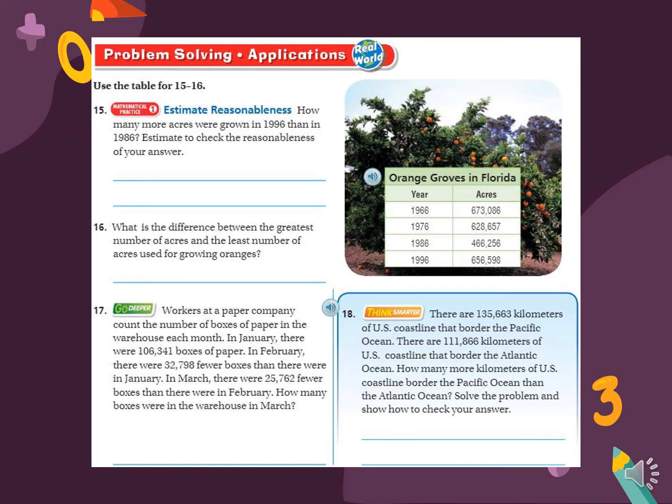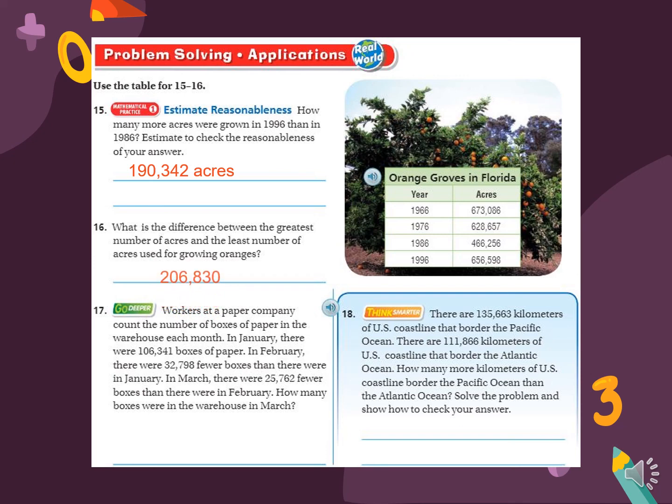Okay, now let's proceed to our next page, which is page 45. Problem solving application. If you notice the picture, orange groves in Florida, there are a number of years listed and a number of acres. So we will estimate reasonableness. The question is, how many more acres were grown in 1996 than in 1986? Estimate to check the reasonableness of your answer. So the answer is 190,342 acres.